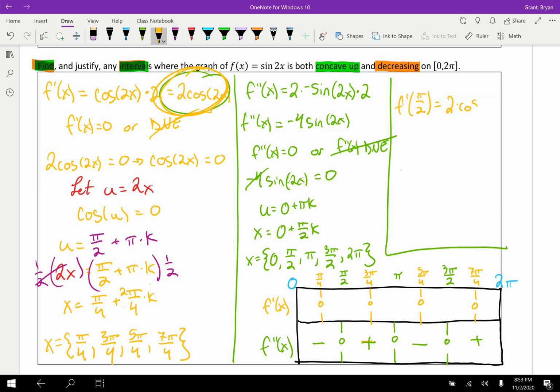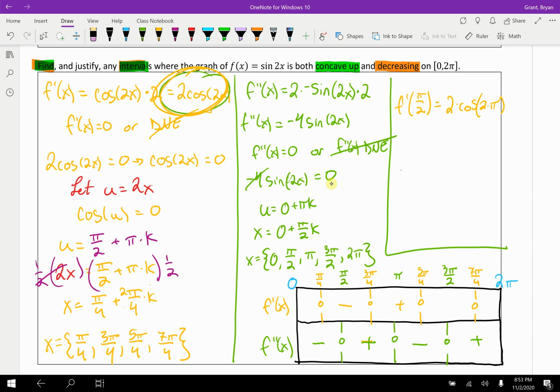Cosine of 2 times pi over 2. There we go. These cancel. We get cosine of pi, which is -1, and so we end up with a negative value on the first interval. Let's try pi next. So it becomes cosine of 2 times pi. Cosine of 2 pi is 1. 2 times 1 is positive.